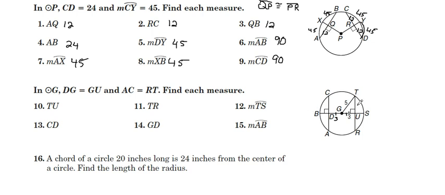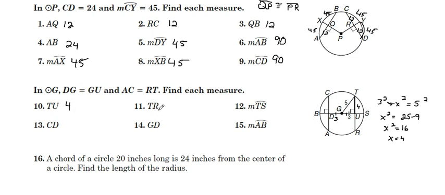Well, TU is this distance right here, and in order to find this, we have to apply the Pythagorean theorem. We have a right triangle here. 3 squared plus unknown x squared, which is the side TU, is equal to 5 squared. So x squared equals 25 minus 9. x squared equals 16. The square root of 16 is 4. Okay, so this side is 4, and that's our TU.